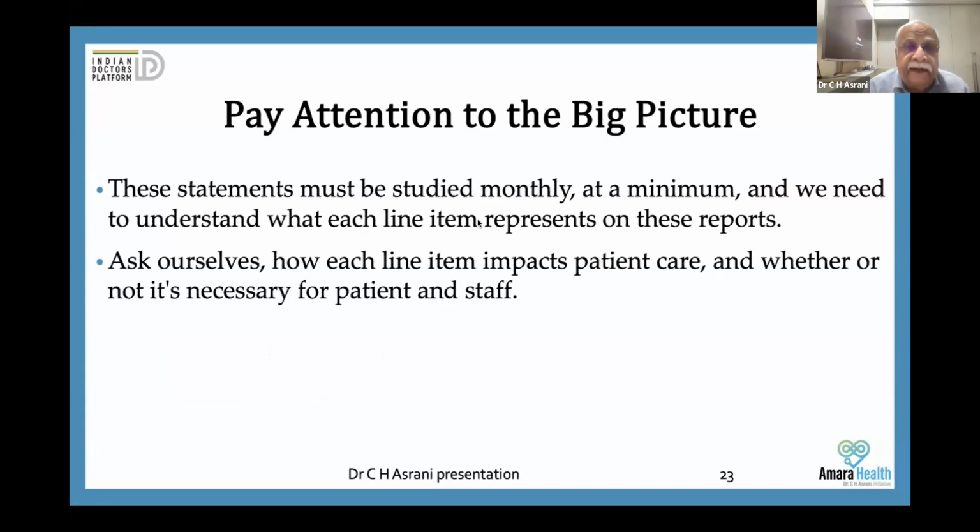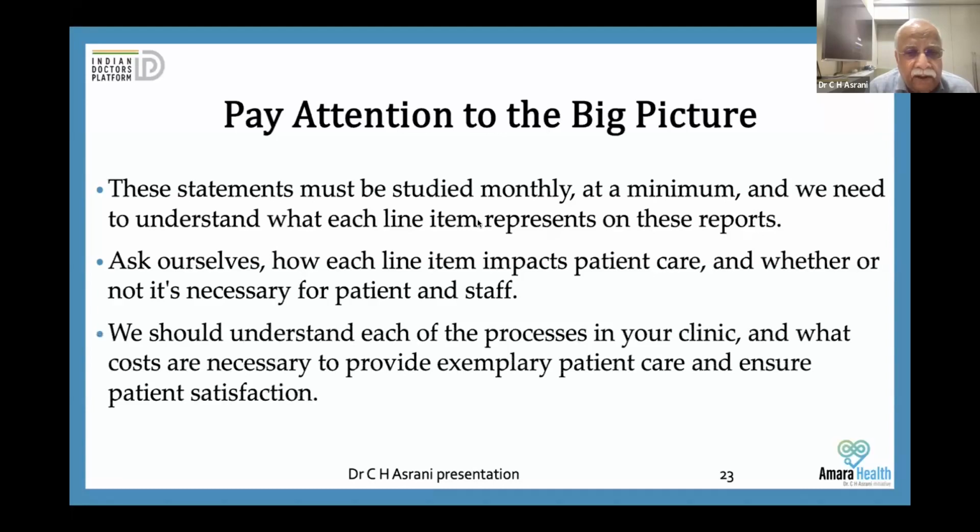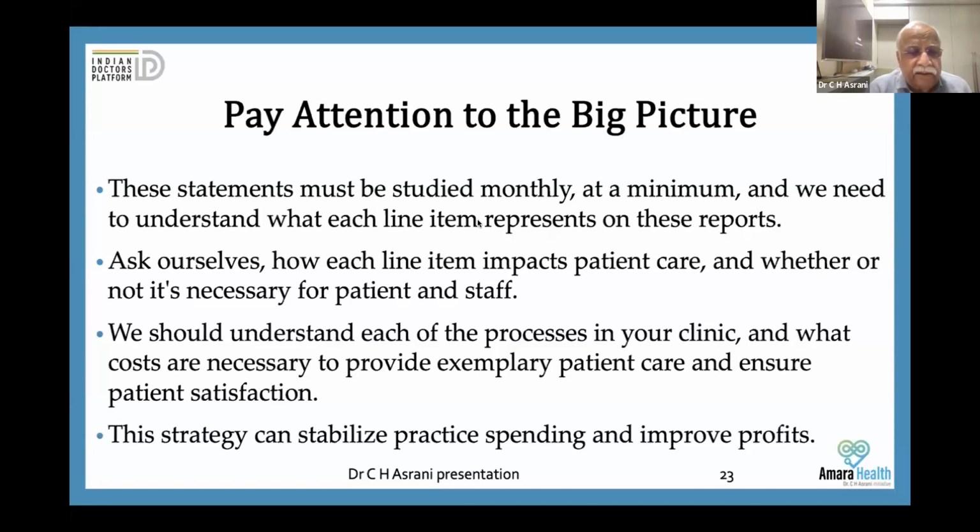Ask ourselves, if I'm spending a particular amount of money, how does it impact my patient care? Am I able to deliver better care or not? And is it necessary for my patient and my staff in the clinic, or am I just wasting money? We should understand each of the processes. If I'm doing a blood sugar, am I doing a costing? What is my cost of doing a blood sugar on a glucometer and how much am I charging? What is the cost required to make my patient care much better and ensure that my patient is satisfied? This strategy can stabilize practice spending and improve our profits, because we all need to make profits.